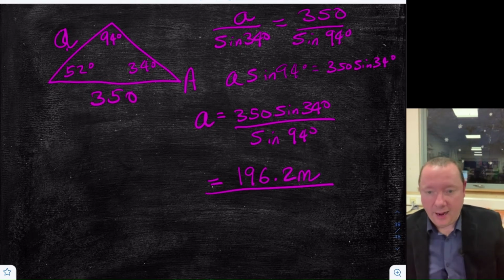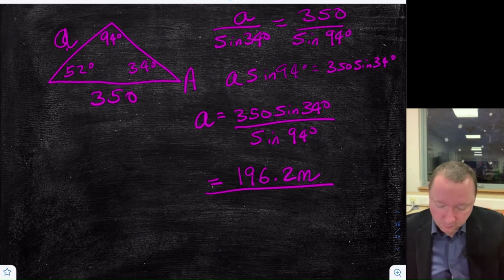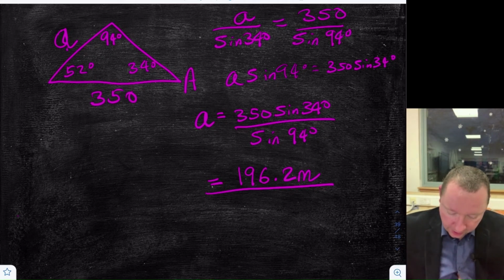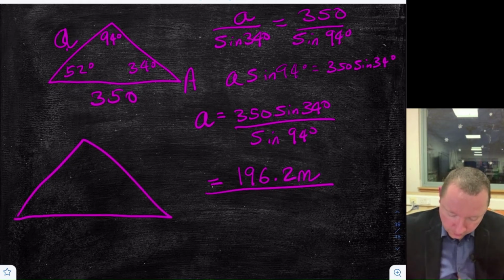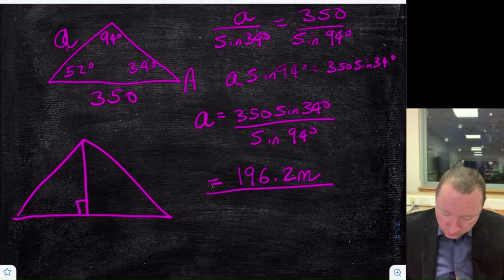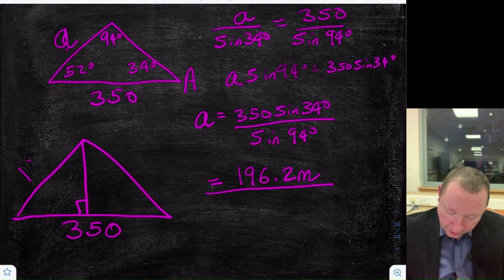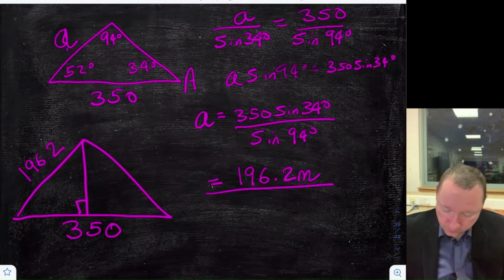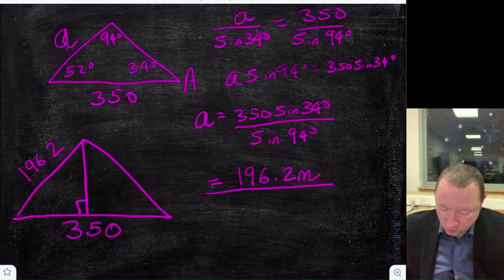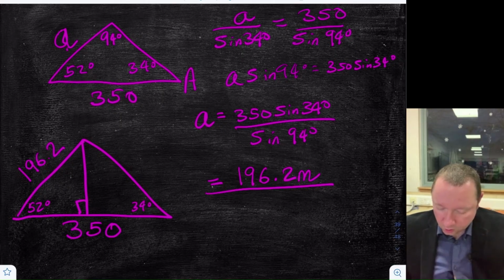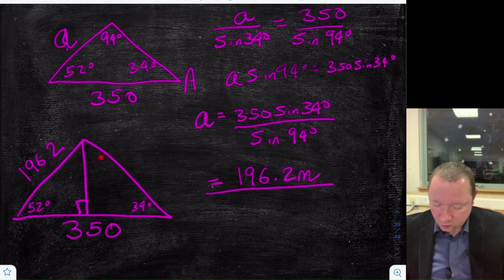But now I need to get the height, okay? So redrawing my triangle to side with all the information I've got now. I want this height here. I know that this bottom whole thing is 350. I've just calculated that this one is 196.2. And I know some angles. I know this is 52 degrees. This is 34 degrees. I'm not going to bother putting this on because it doesn't cut it in half. It adds up to 94, but it doesn't cut it in half.